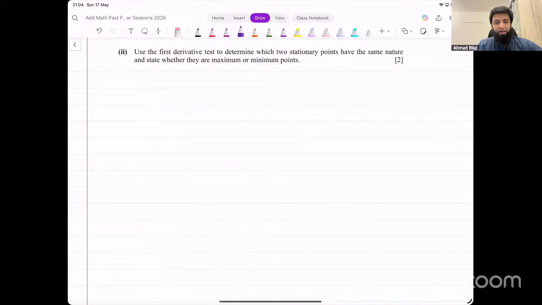Now, how does that test work? Let's think about it. If it's a maximum point, remember what happens? On the left side of the turning point, dy over dx would be positive. And on the right side of the turning point, the derivative would be negative if it's a maximum point.